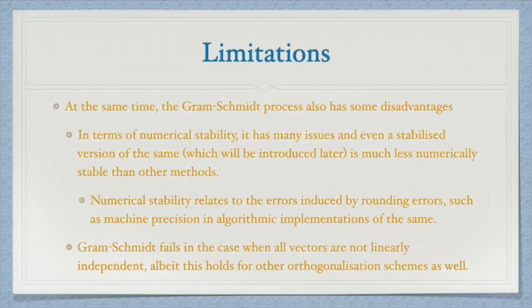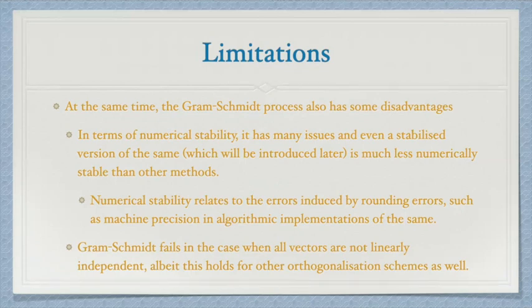However, unlike any other method, it also presents its own set of limitations. One of the most basic limitations of the Gram-Schmidt process is its numerical stability. Numerical stability refers to issues in computation which arise due to rounding errors, for instance, in computers. However, we can formulate a more numerically stable version of the Gram-Schmidt process as compared to the original process, known as the stabilized Gram-Schmidt.